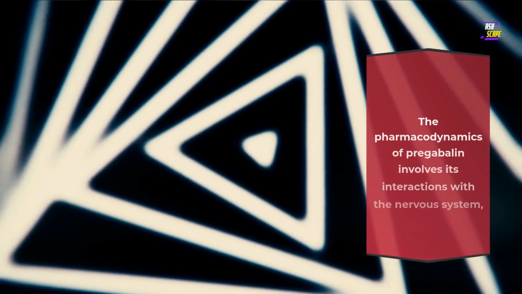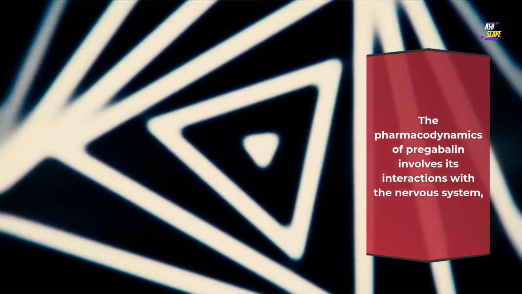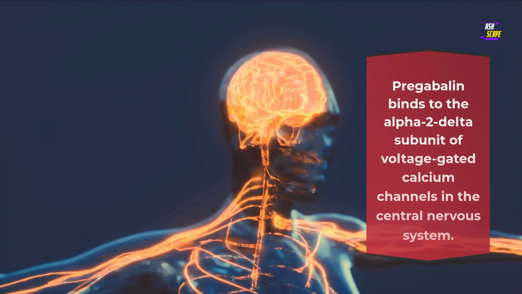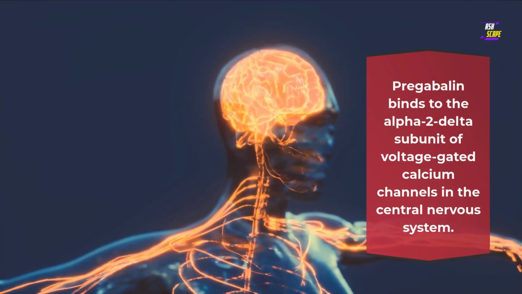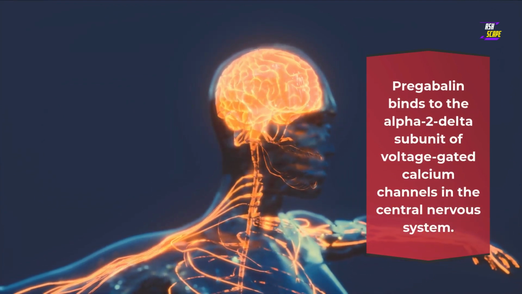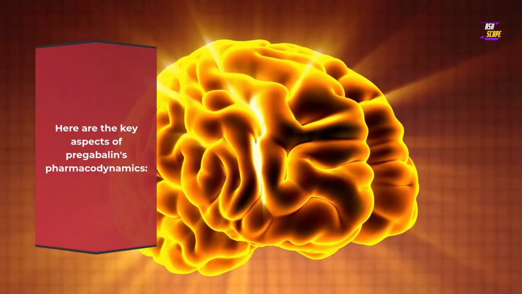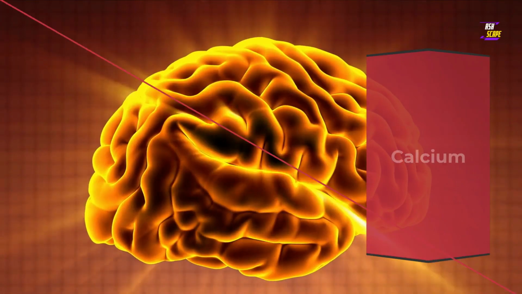The pharmacodynamics of pregabalin involves its interactions with the nervous system, specifically its effects on neurotransmission and neuronal excitability. Pregabalin binds to the alpha-2 delta subunit of voltage-gated calcium channels in the central nervous system. Here are the key aspects of pregabalin's pharmacodynamics. Calcium channel modulation.